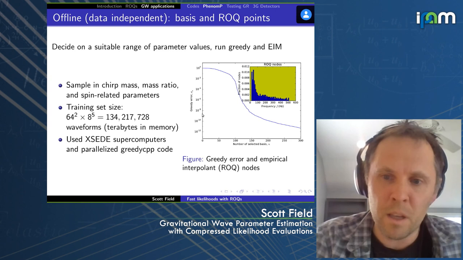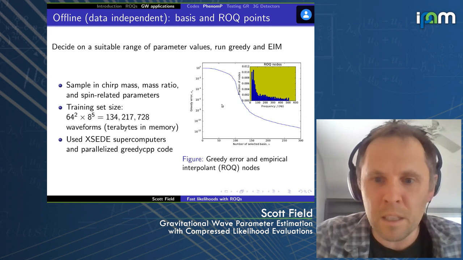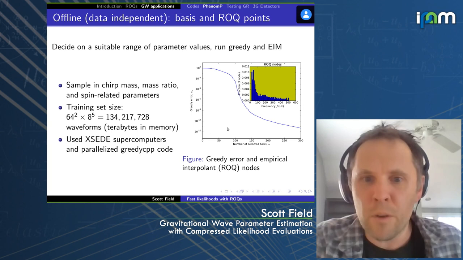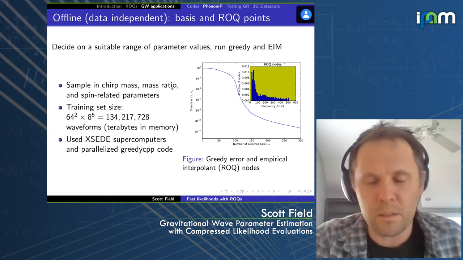But you can see here that despite the matrix being enormous, the compression is fairly remarkable. Depending on how accurate you want to go, we often run our code to 10 to the minus 11 or so, which is admittedly overkill. But if you were happy with 10 to the minus 4 relative error, you would need roughly 100 basis functions to span this entire BNS space.